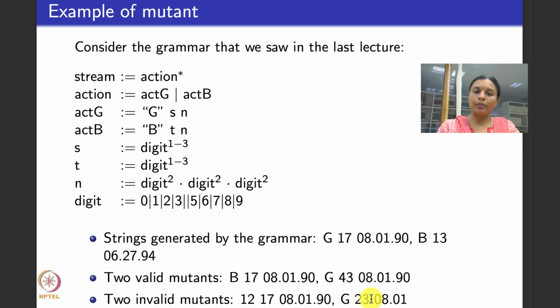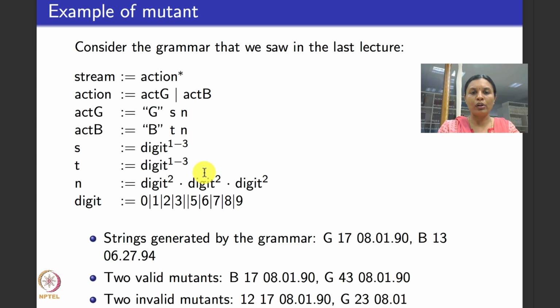Here is another example of an invalid mutant. This is the same thing, G230801, and the last 2 digits of this date-like entity are missing. This is an example of an invalid mutant because there is no way I can generate this string from this grammar. When I reach this stage where I apply GSN or BTN and I finish applying for S, now I have to apply for N. In one shot, I generate this whole thing.